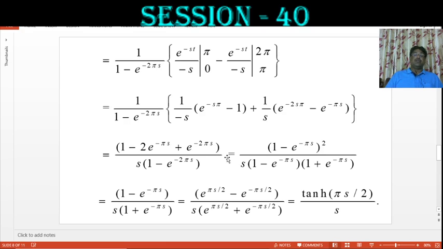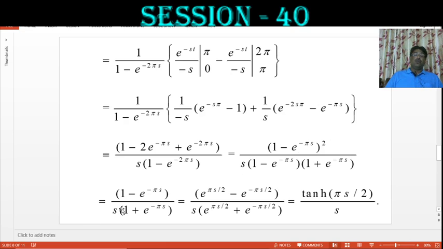Just observe that the numerator is of the form a square minus 2ab plus b square, where a is 1 and b is e raised to minus pi s. That is a minus b whole square. And in the denominator it is 1 minus e raised to minus 2 pi s. We can write it as 1 square minus e raised to minus pi s the whole square, which is a square minus b square form. We can write it as a minus b into a plus b. Now one a minus b term gets cancelled here.